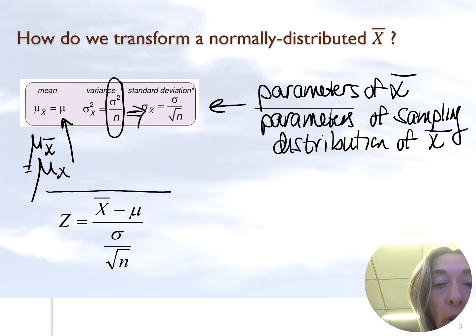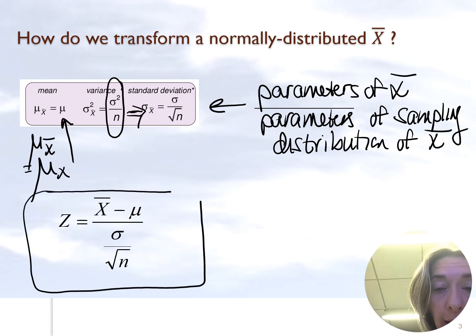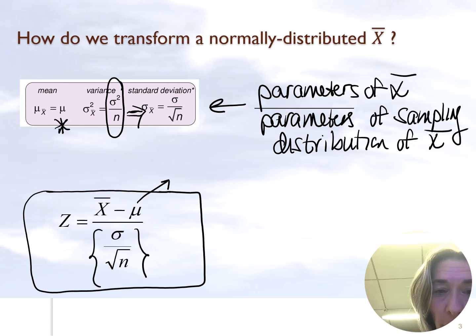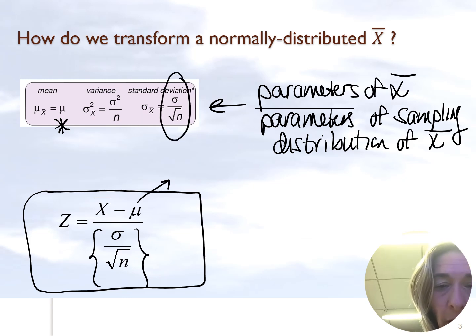So in order then to standardize X bar, we're simply going to subtract off its mean, which is right there, and we are going to divide by its standard deviation, which is right there, sigma over the square root of n. So that is how we standardize X bar.